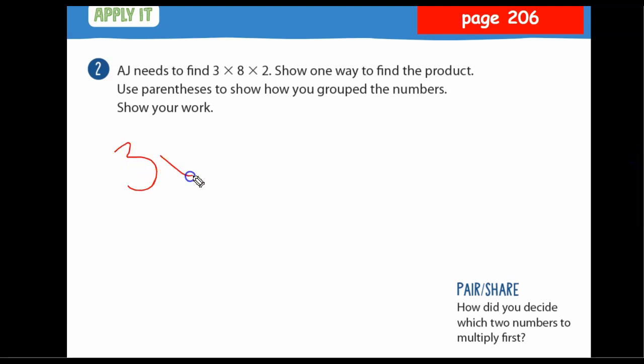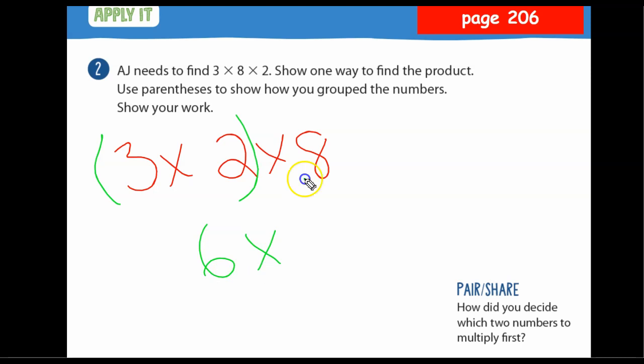So I'm going to go 3 times, then 2 times 8. Because now I can put parentheses around 3 and 2, right? So I do what's inside the parentheses first. What's 3 times 2? 6, times 8, whatever's left on the outside. So what's 6 times 8? 48. All right, 48.